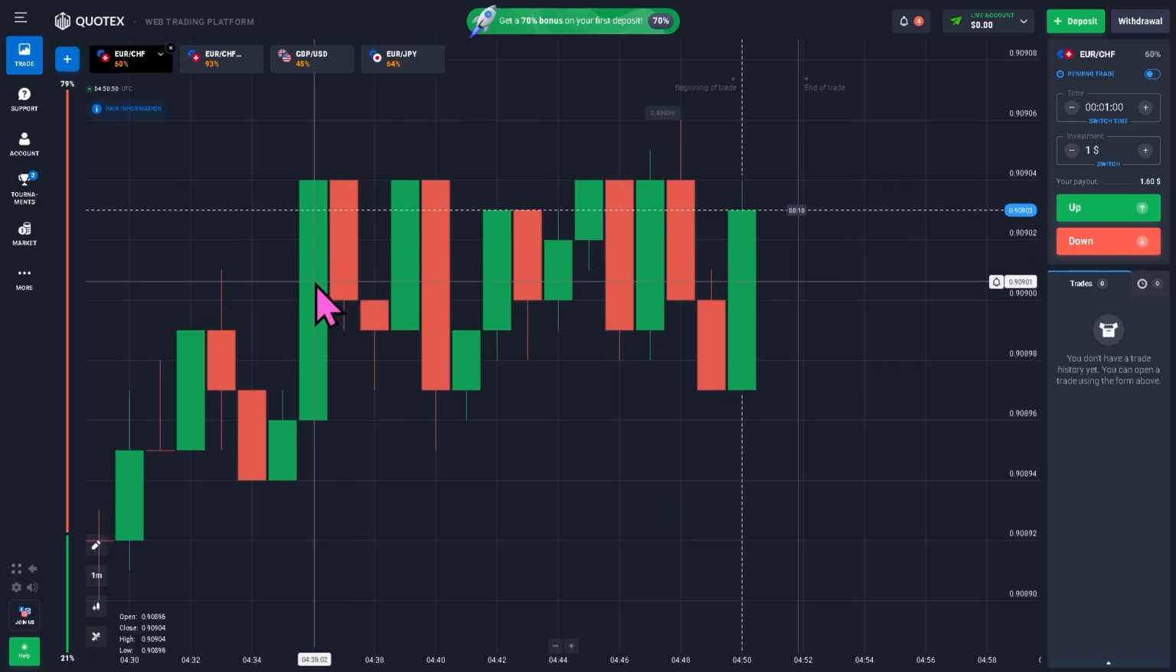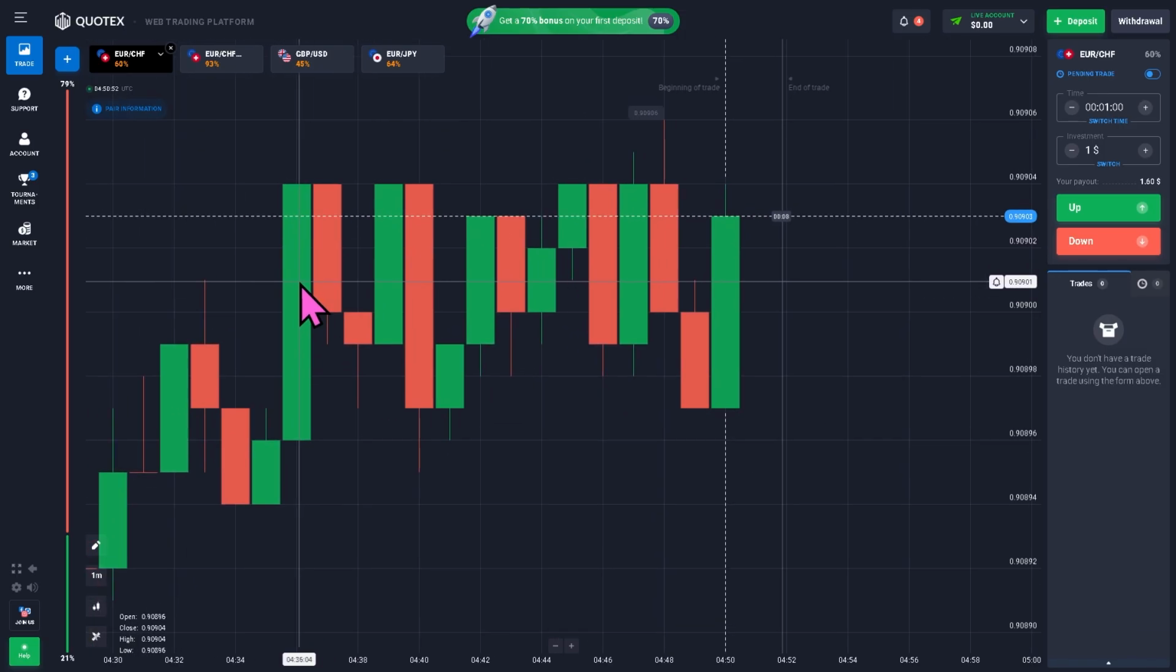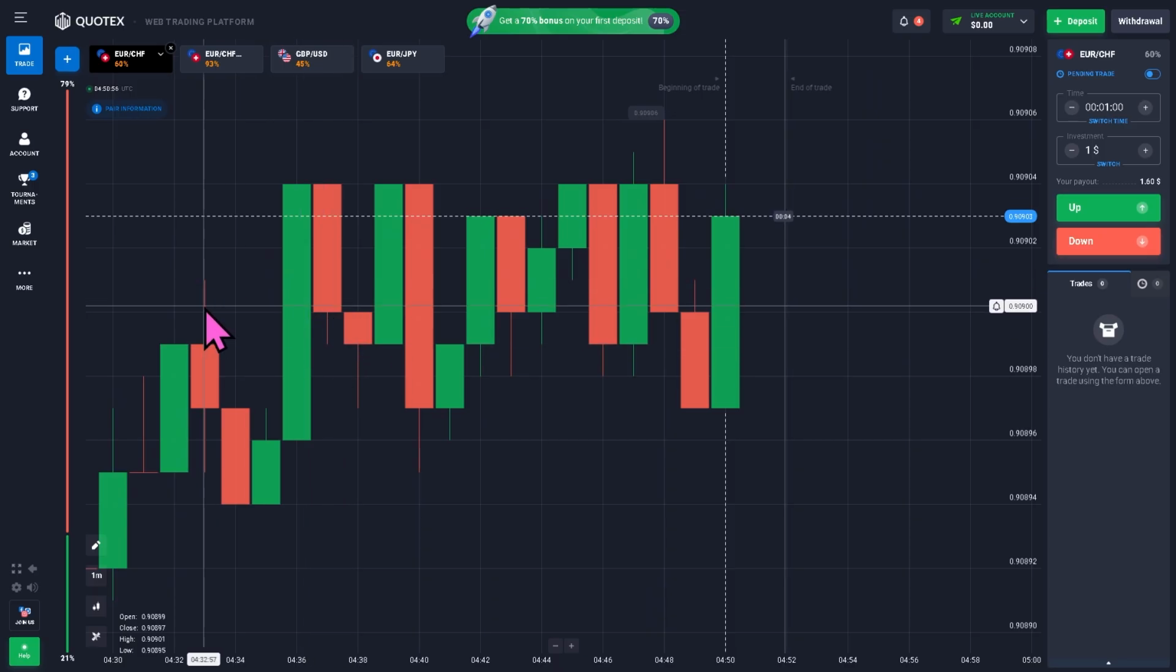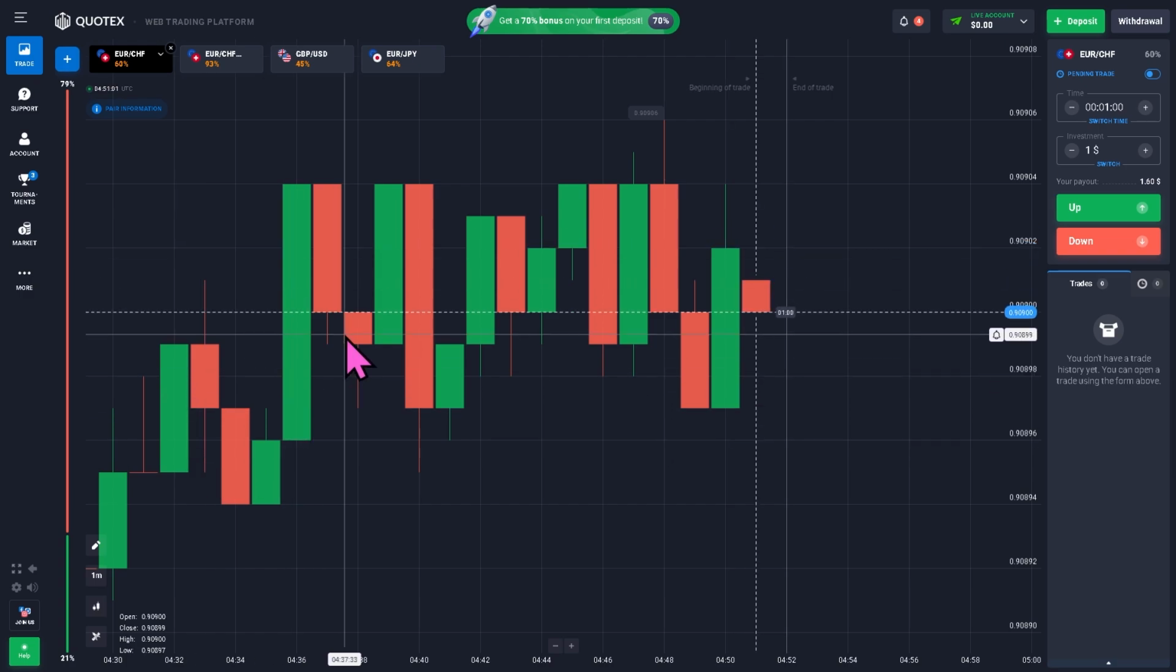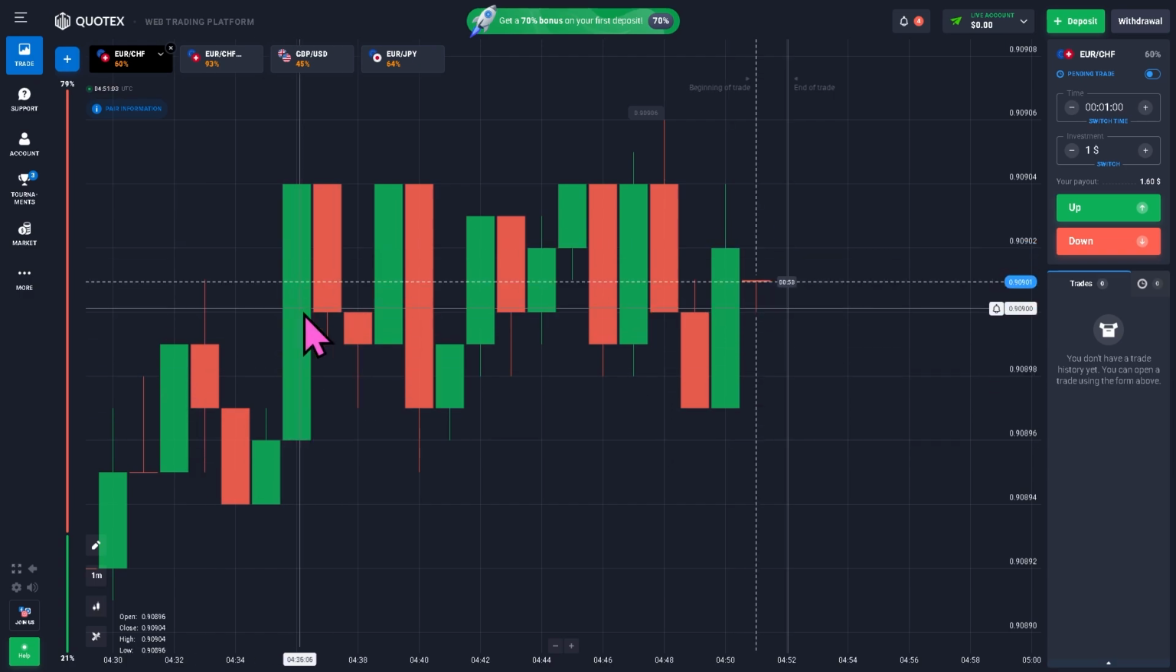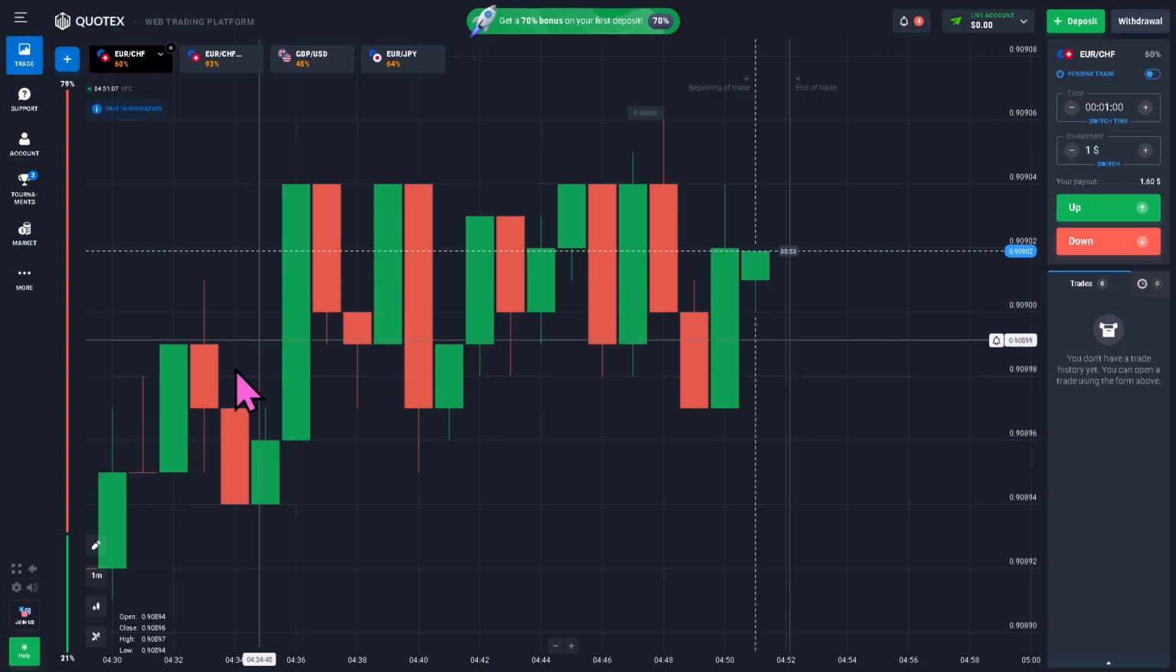The thicker part of the candle is called the body, and the two thin lines on the top here and at the bottom are called wicks or shadows. So remember, if the body is big, it means strong movement, and if the wicks are long, it means price rejection or market hesitation.